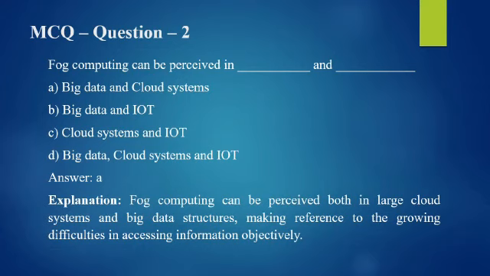The second question is, fog computing can be perceived in dash dash. Absolutely, the answer is big data and cloud systems. Explanation: fog computing can be perceived both in large cloud systems and big data structures, making a reference to the growing difficulties in accessing information objectively.